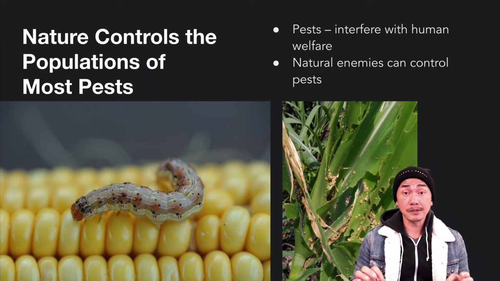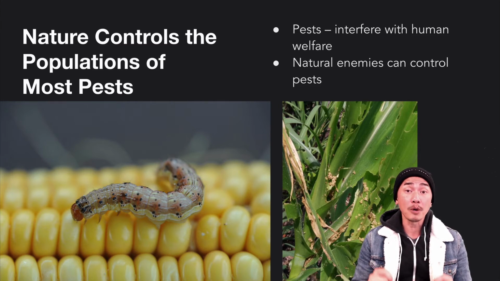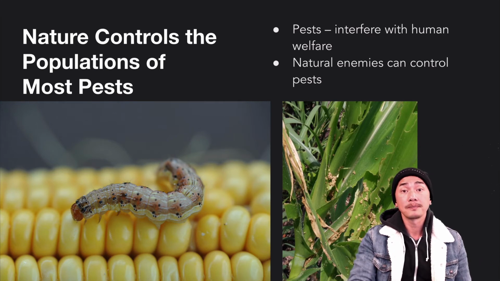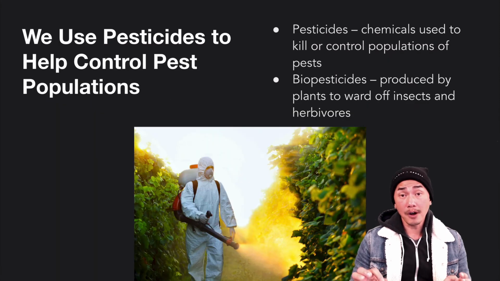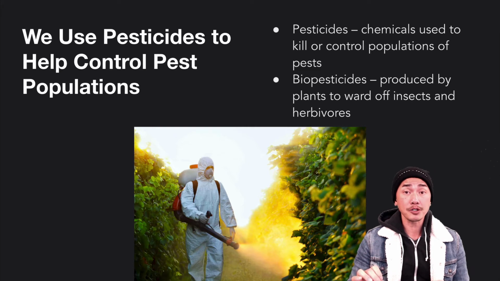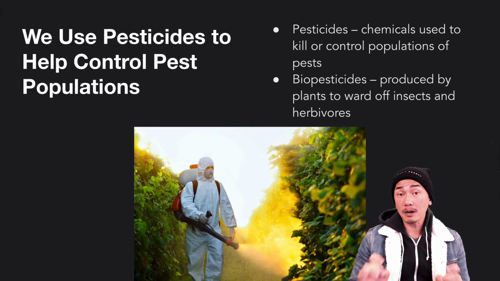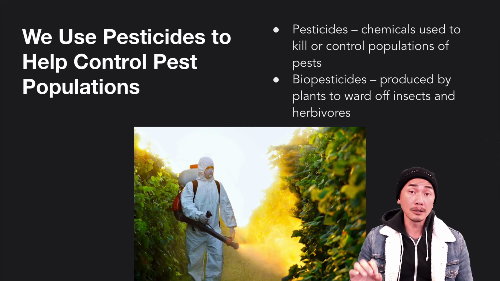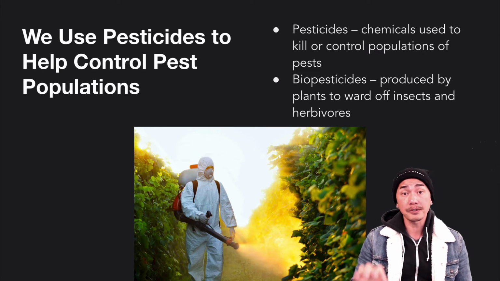Any species that interferes with human welfare is called a pest, and nature tends to control the populations of most pests. When pest populations get too high, natural enemies come in to reduce their numbers. On farms, pesticides are used to control pest populations. Pesticides are chemicals used to kill or control populations of pests.